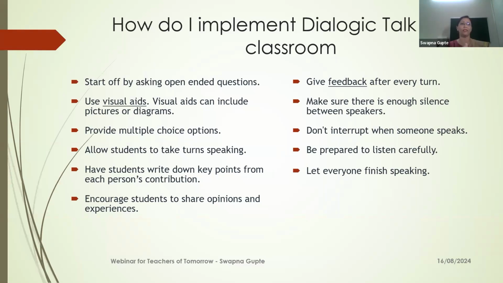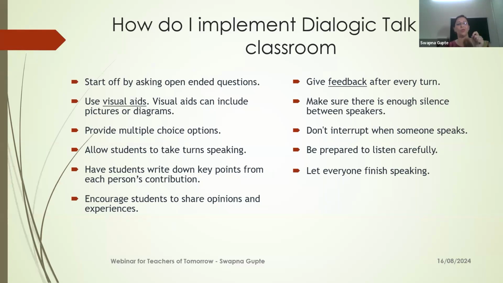Somebody has already put this: use visual aids. Visual aids can include pictures and diagrams. They foster a lot of dialogic talk. The minute you put in an image and you ask them to describe it, to give their thoughts about the image. You can provide them with multiple choice options. Let them think about each option and not about what is wrong and what is right.